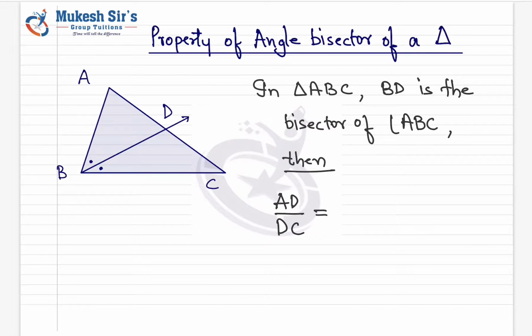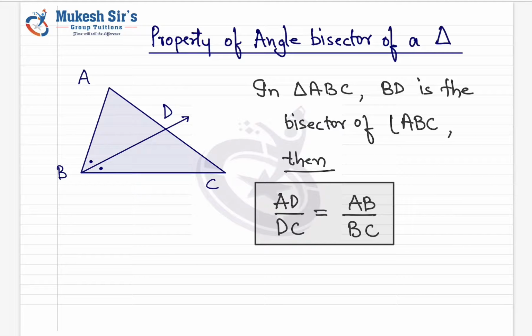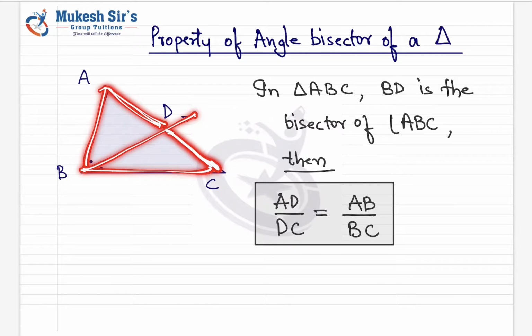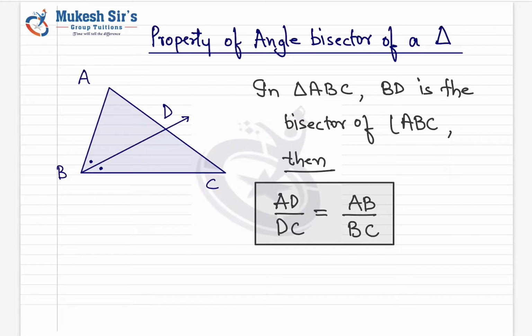So AD upon DC is equals to AB upon BC. And sums में जब पे यूज़ करोगे you have to use the formula, the reason, property of angle bisector of a triangle. So bisector divides the opposite side in the ratio of the remaining two sides. So if this is the bisector, the opposite sides का दो parts का ratio AD upon DC will be equals to AB upon BC. That's called property of angle bisector of a triangle.